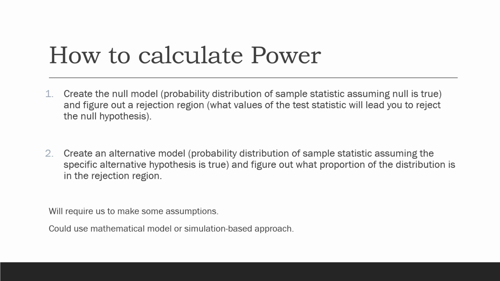Once we figured that out, we create a second model, an alternative model. It's the probability distribution of the sample statistic, assuming a specific value for the alternative hypothesis. Then we figure out what proportion of that alternative model is in the rejection region that we found up above. Calculating power usually requires us to make some assumptions, and we can either use a mathematical model or a simulation-based approach to calculating power. In this video, I'm going to use a mathematical model to do it.